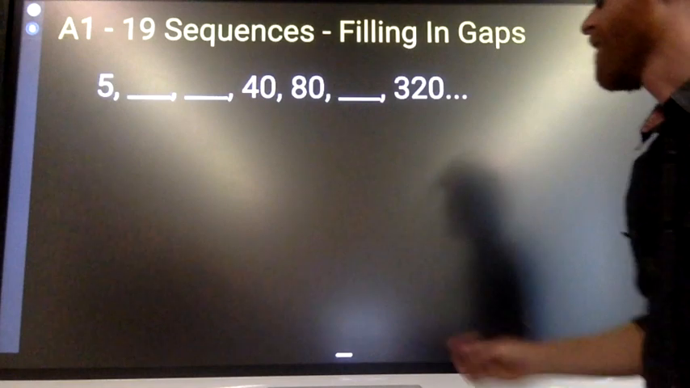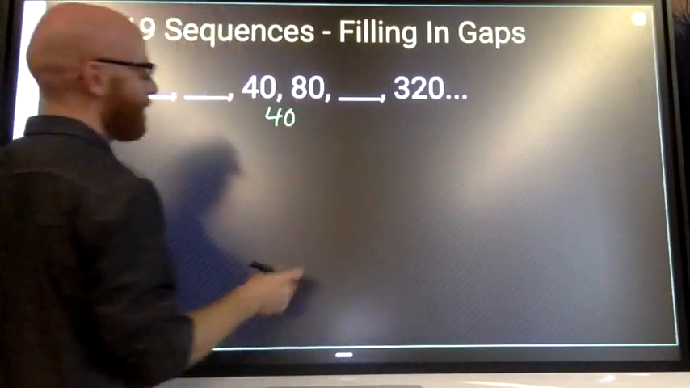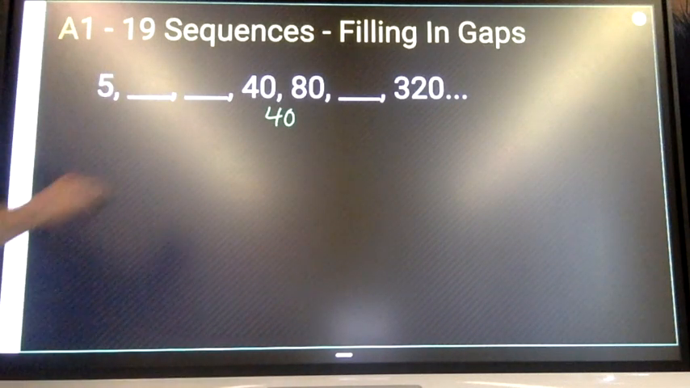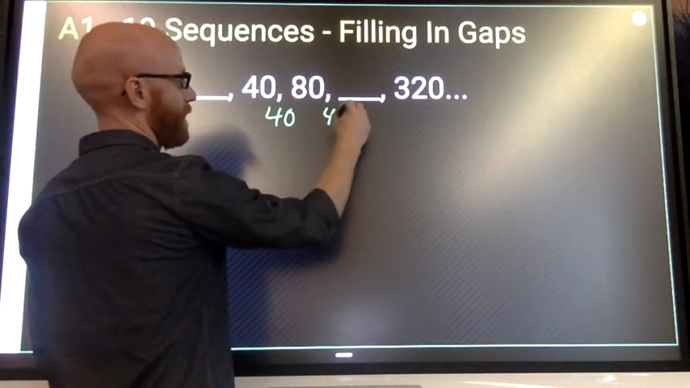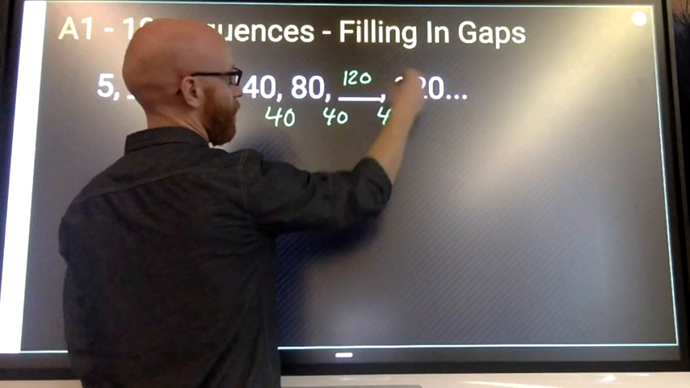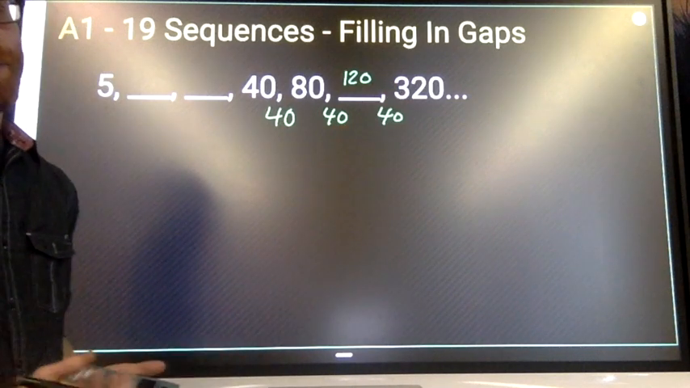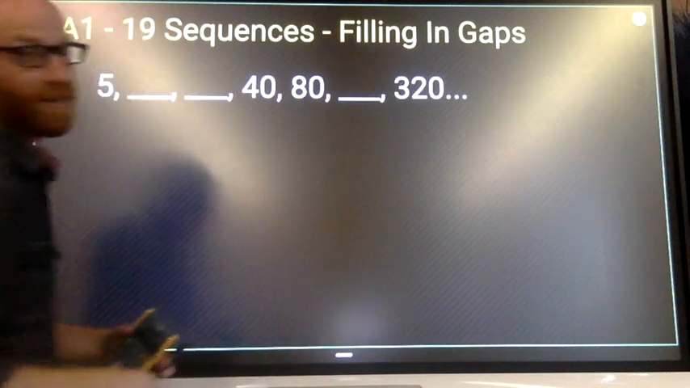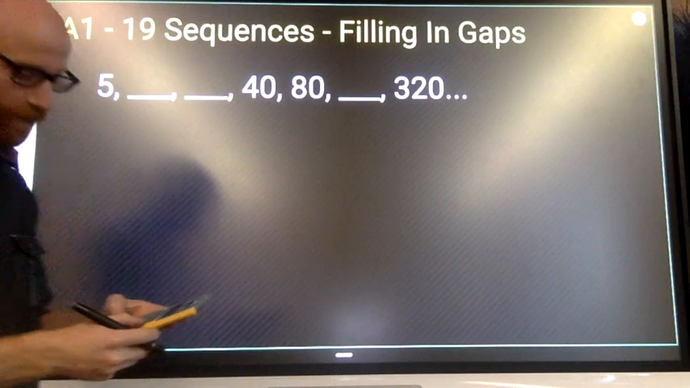All right, this guy here, I'm adding 40. That's the only piece of information that I have with two guys next to each other. So let's see what would happen if I added 40 here. My next answer would be 120. And if I added another 40, I would have 160, not 320. So what have I learned? I learned this is not arithmetic. All right, I'm going to test for geometric next. How do I get from 40 to 80?